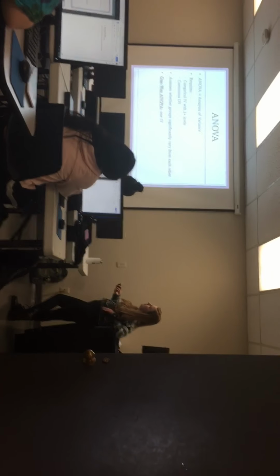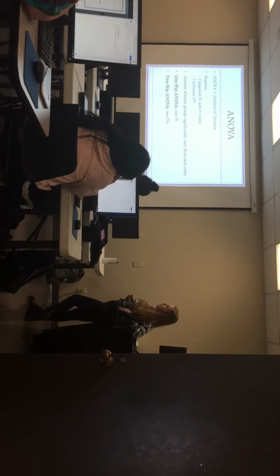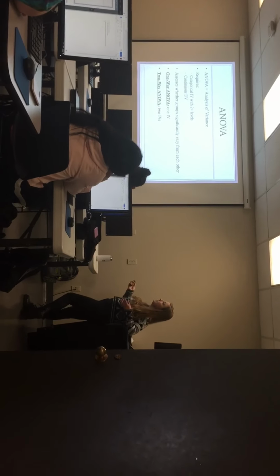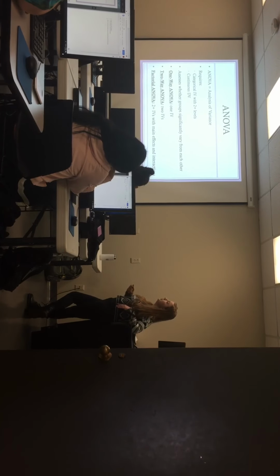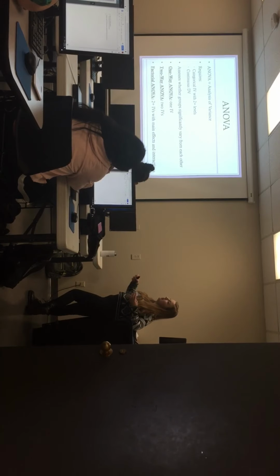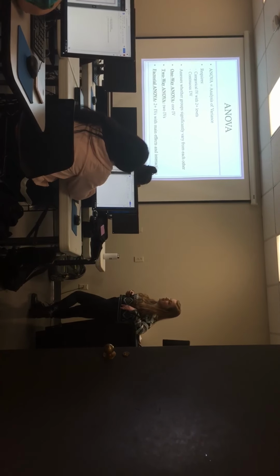So we'll have one IV with multiple levels within it, and then there are also two-way ANOVAs with two IVs, and this is where it gets a little tricky because then you can get into factorial ANOVAs where you can have two or more IVs, and these include main effects and interactions.